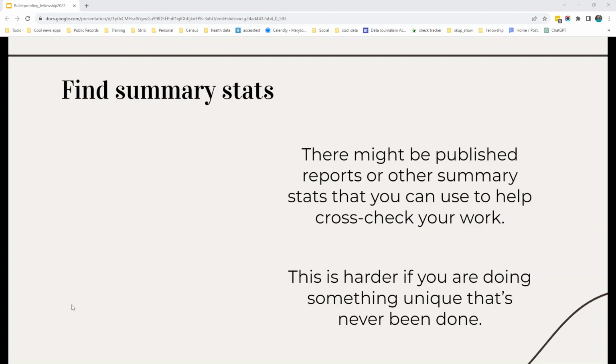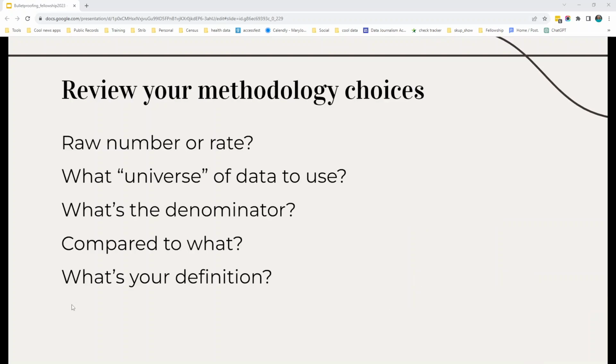If you're doing something unique that's never been done before, like you're building your own database or anything that someone hasn't done a report on, this will be a little bit harder, but there's usually something that you can find that can help you check yourself.